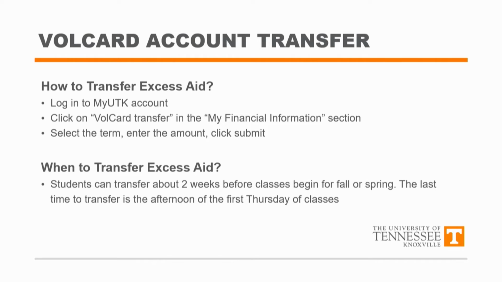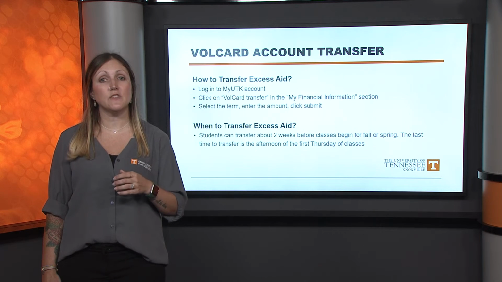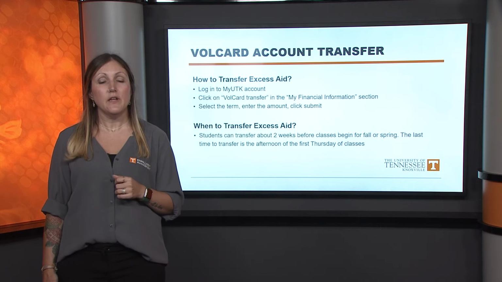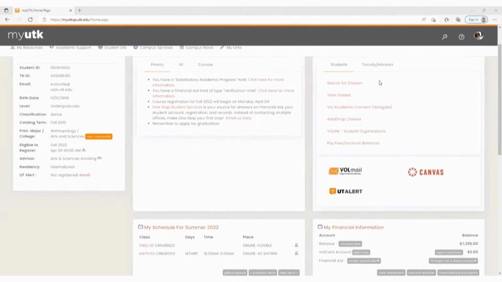Now, you can take your VolCard, which is usually on your phone at this point. It's a digital, and you can go to the Vol bookstore and purchase your textbooks, any other supplies. You can also go to the Vol Tech store and purchase any electronics that you may need, such as keyboards, mice, a new laptop. So we'll take you into your MyUTK account to show you how to transfer these funds to your VolCard.